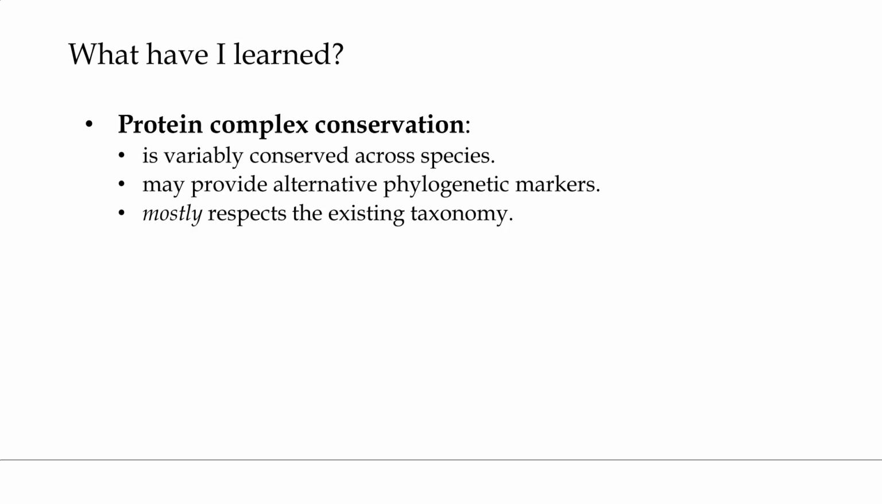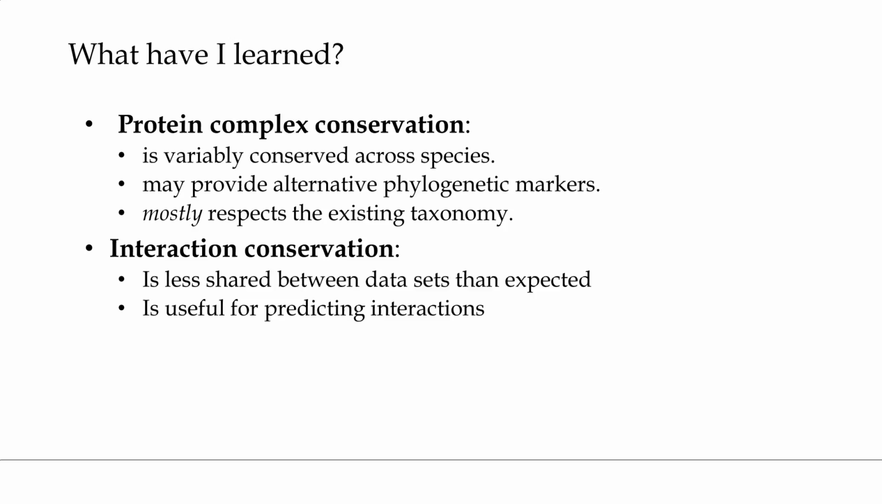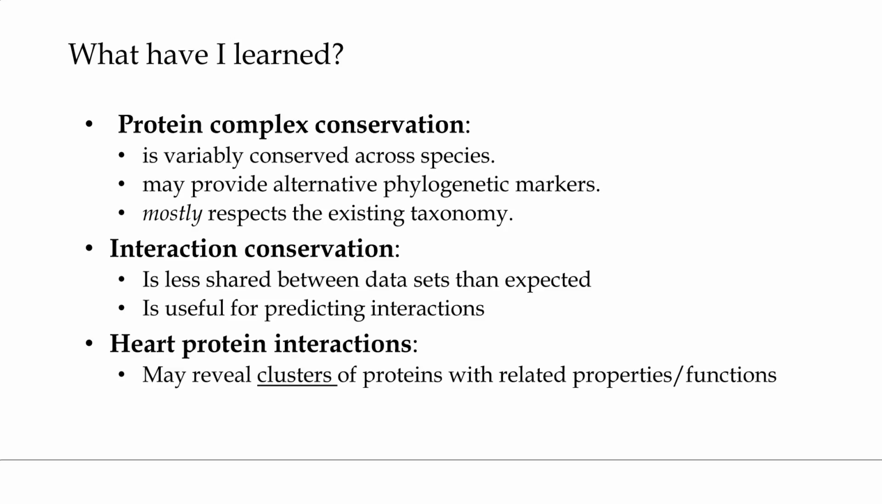In terms of interaction conservation, we've seen that it's quite a bit less shared between data sets than expected, especially based on the conservation of protein complexes that we saw in the previous section, but that interaction conservation may still be useful for predicting interactions once we assemble a meta-interactome. But in terms of heart protein interactions, which is what I've been focusing on more now, those interactions may reveal clusters of proteins with related properties and functions, especially if we view them in the context of experimental studies.